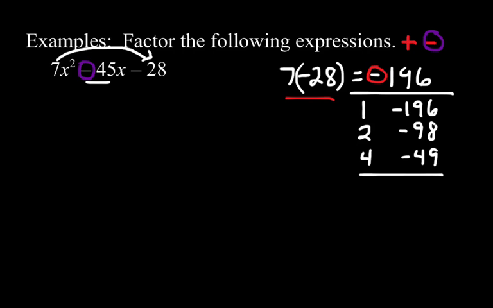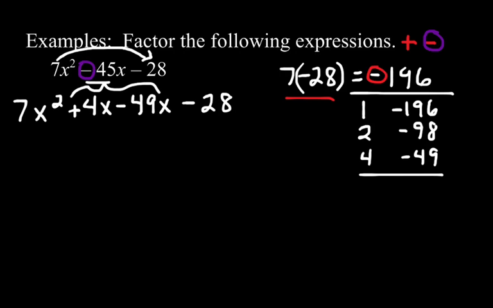So we are going to rewrite this. 7x squared plus 4x minus 49x minus 28. And again, remember the reason we can do this is because this 4x and the negative 49x together equal the negative 45x. Now we're going to group them. And in the first group, notice we can take out just an x. And we will have 7x plus 4 left over.